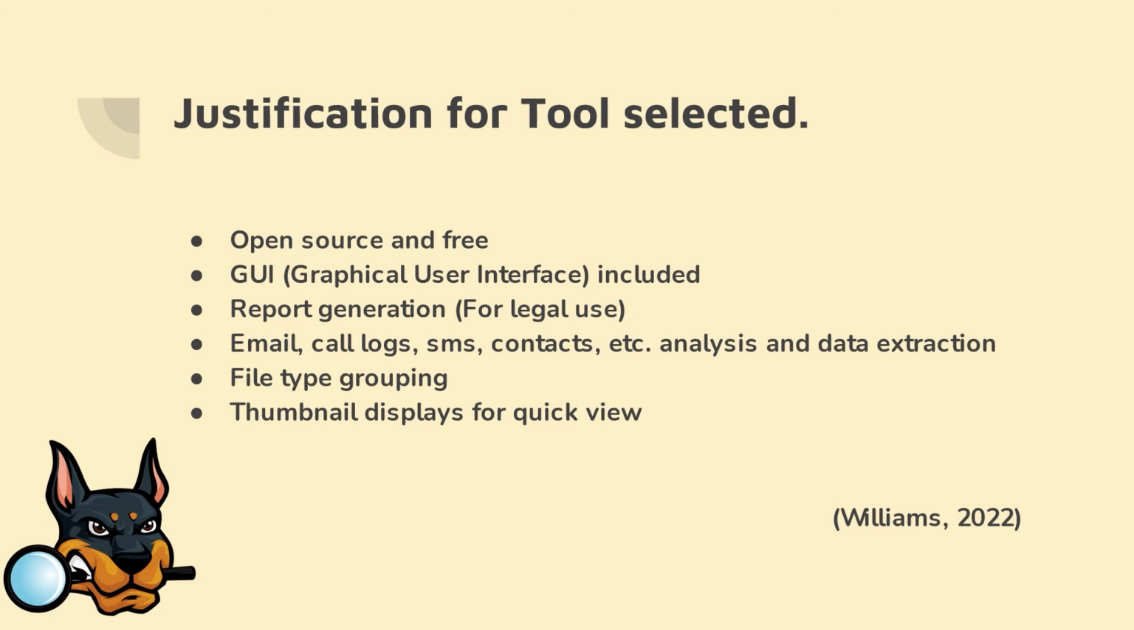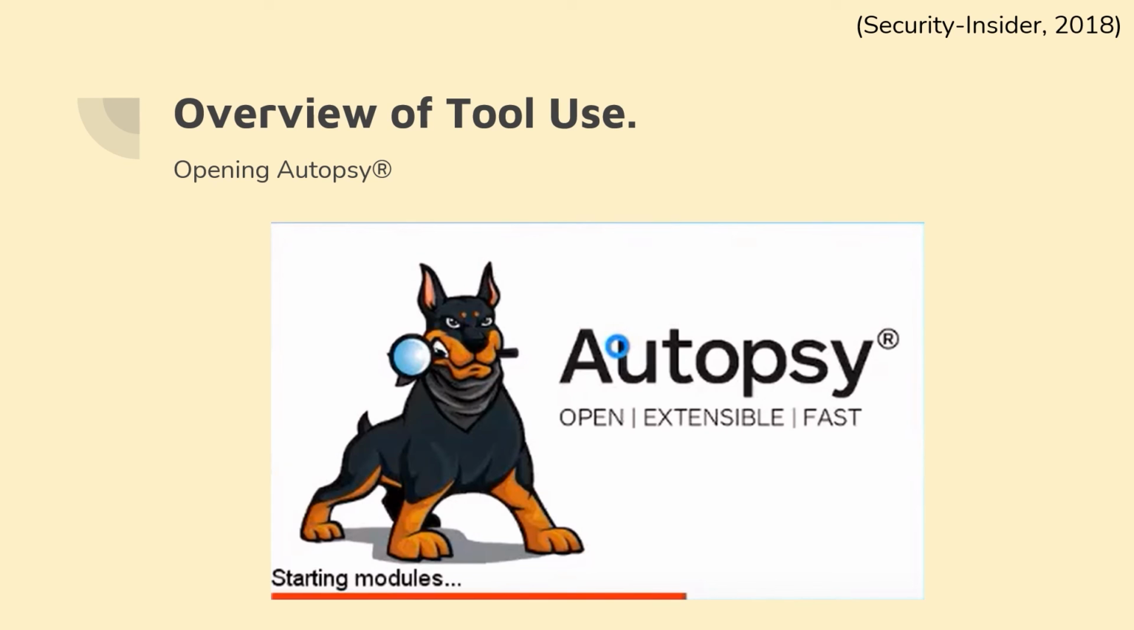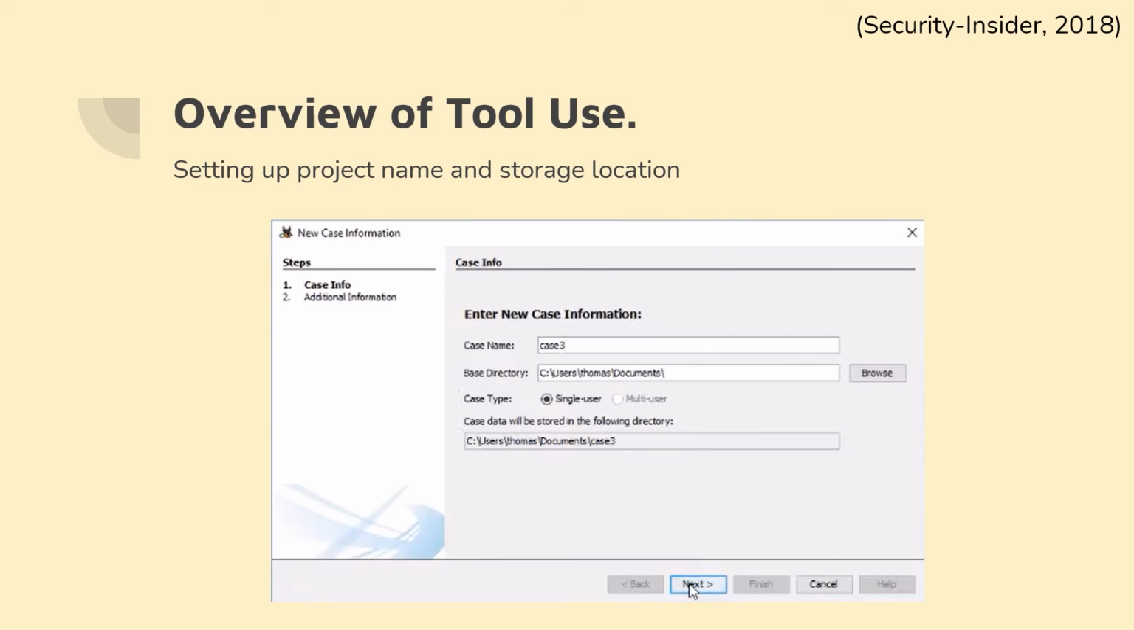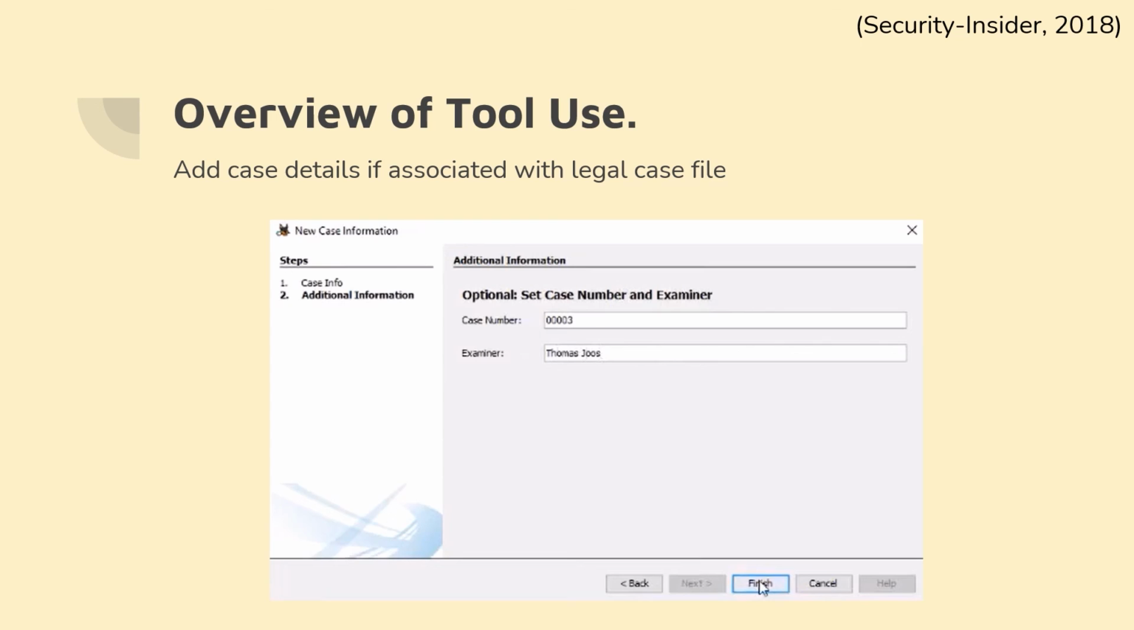This is when you open Autopsy. Here you see a snapshot of the opening. This is when you're setting up the project name and storage location. You see the case name and the directory where you want to store it, and some basic other information. Here's where you add some additional information in case you're dealing with a legal case. So you need to add these things.